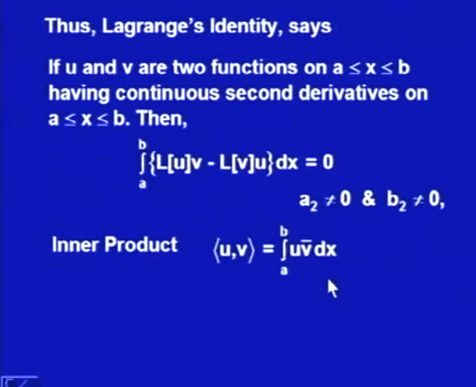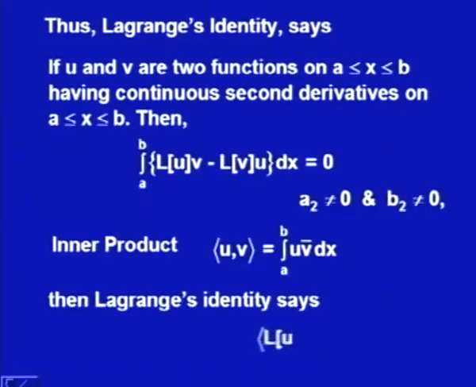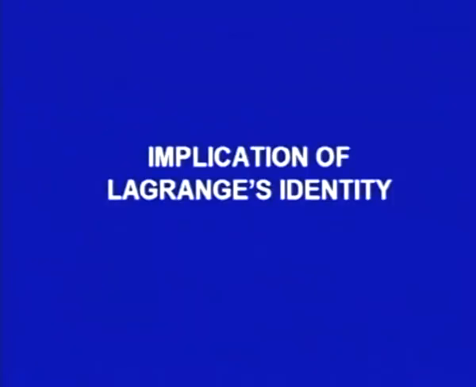Now, let us rewrite this Lagrange's identity in terms of this inner product. Then what we are saying is the inner product of lu comma v is the same as the inner product of u comma lv. That is, we can interchange this operator L, and this is what Lagrange's identity is saying. Let us see the implication of this Lagrange's identity on our Sturm Liouville boundary value problems. So, the first implication of Lagrange's identity is the reality of eigenvalues.